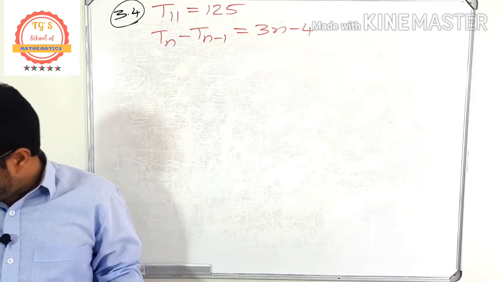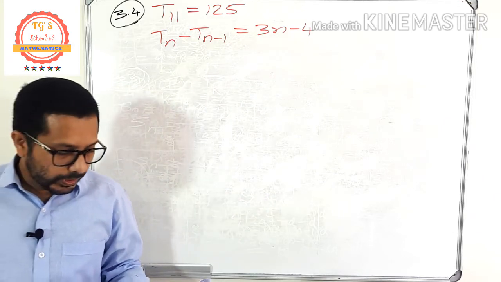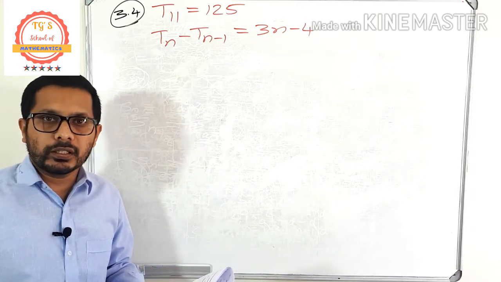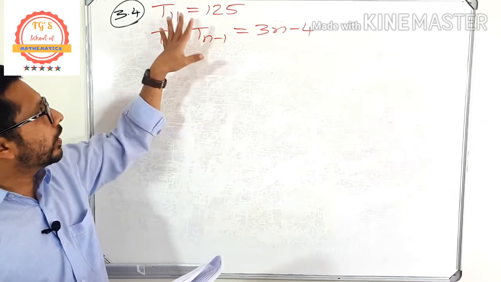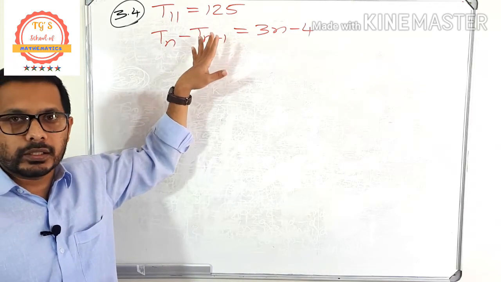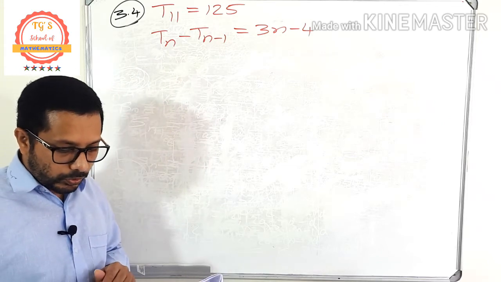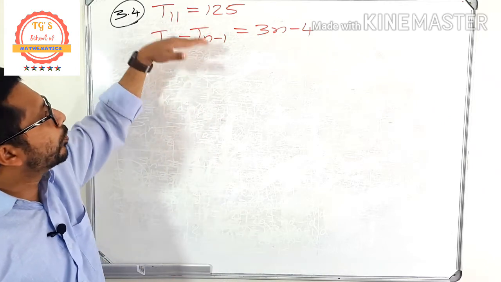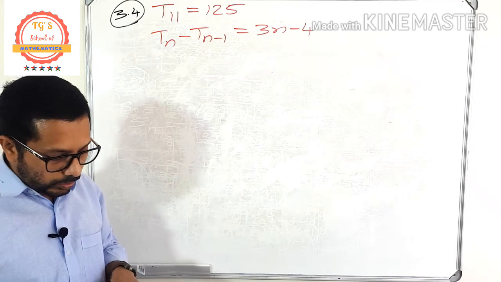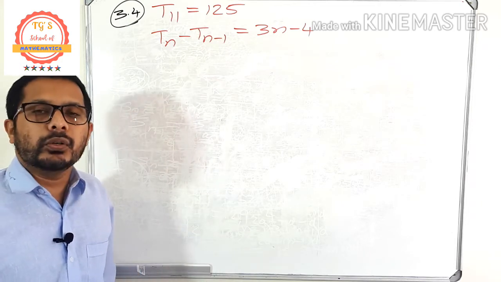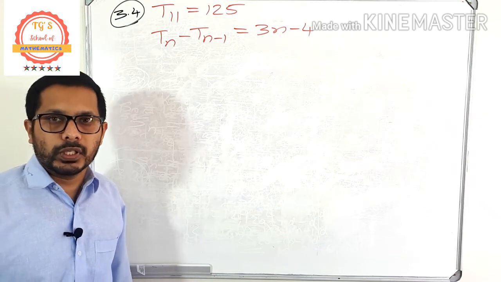Now read that question once more from the beginning. A quadratic sequence with a general term Tn has the following properties. So these are the two properties given. Now what is the question? Determine the first term of the sequence. You have to find the first term of the sequence.